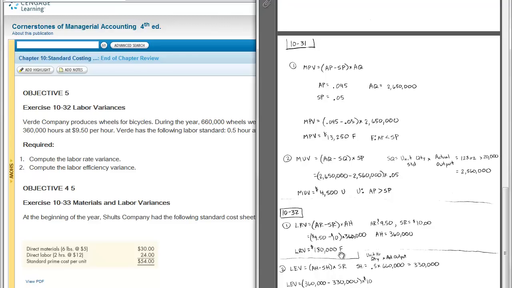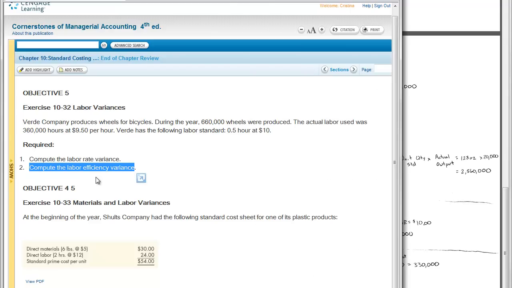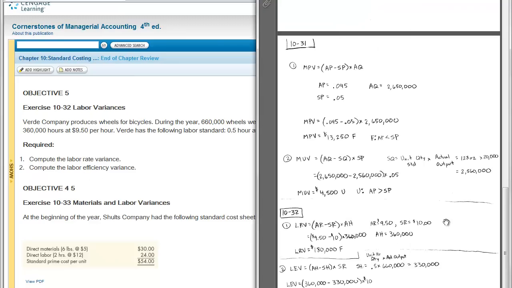Again, using the definitions, the comparison of favorable or unfavorable. This is when the actual price or actual rate, so here the $9.50, is less than the standard rate. $9.50 is, of course, less than $10. Next up, the second part of this problem here, we need to compute the labor efficiency variance. So grabbing the equation from the chapter, we're going to need the actual hours minus the standard hours times the standard rate.